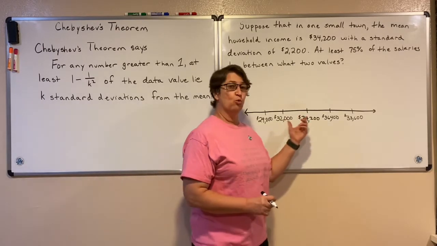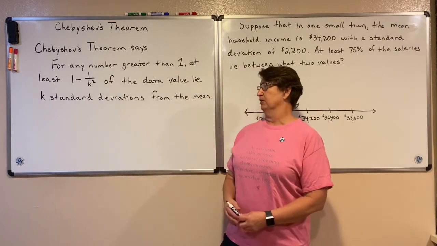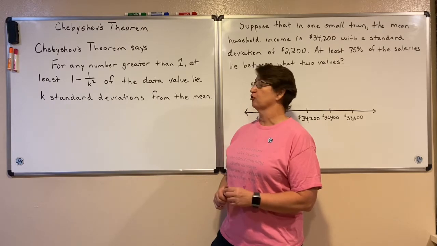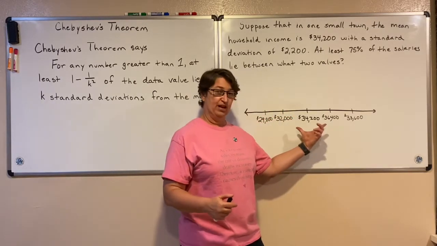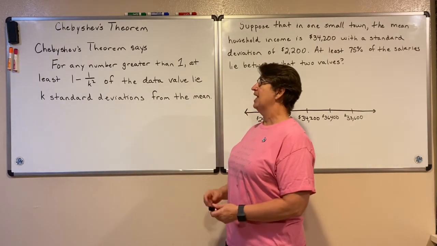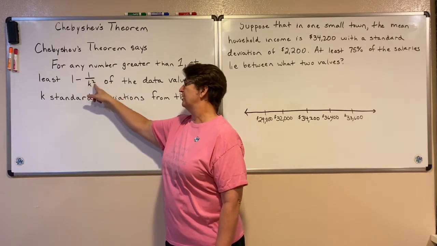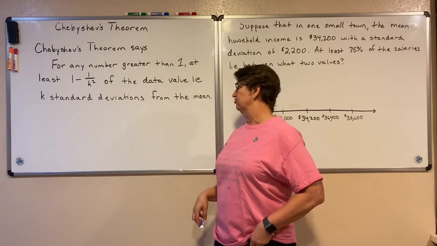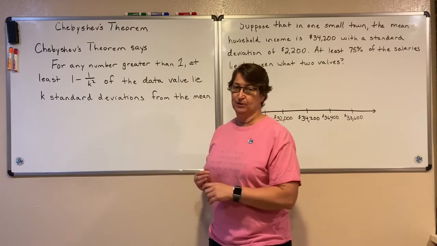Okay, so with this kind of in mind, let me go back to Chebychev's theorem. So Chebychev's theorem says that for any number k greater than 1, so we're going to go more than one standard deviation out, at least 1 minus 1 over k squared of the data values lie within k standard deviations of the mean. What in the world does that mean? Let me help you out, okay?